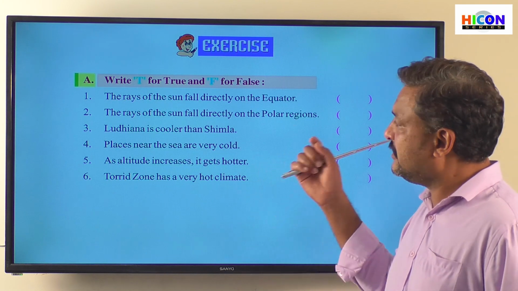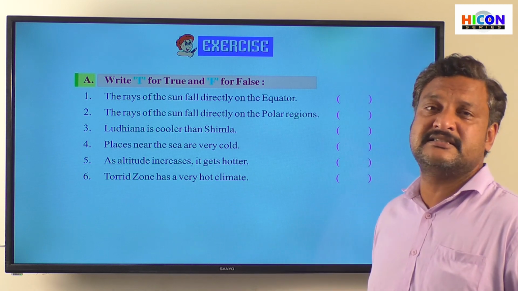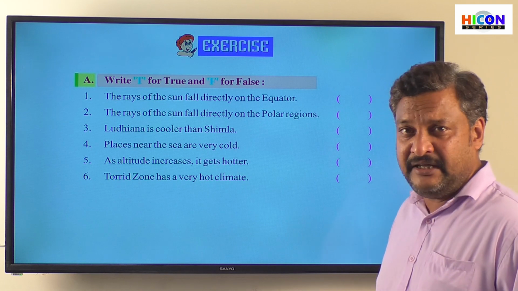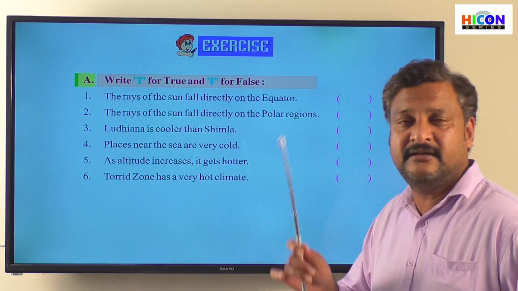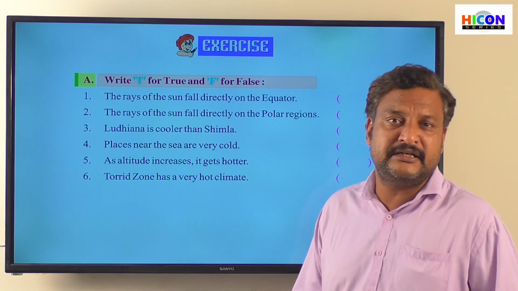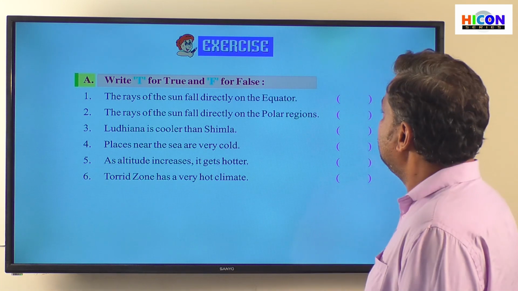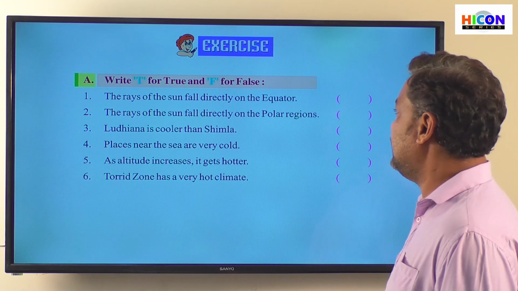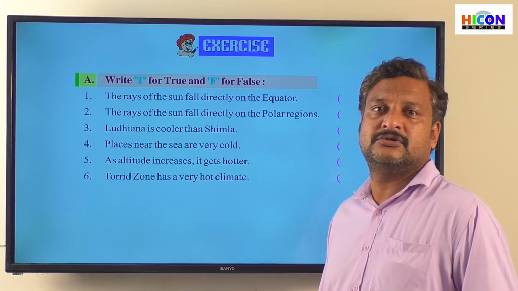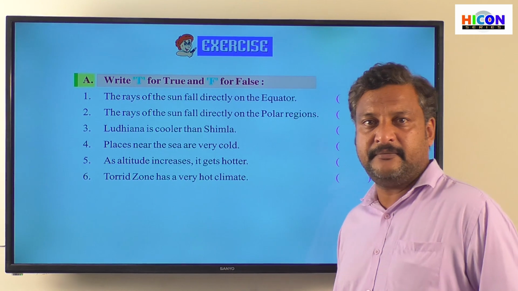Yes, if the sentence conveys the idea, something that we have learned in the lesson, then the sentence is a true one. If the sentence conveys the same idea that we have learned in the lesson, then it's a true statement. If it is not the same, then it is a false statement. Okay, so the first sentence is, the rays of the sun fall directly on the equator. True. The rays of the sun fall directly onto the equator. Okay, it's true.